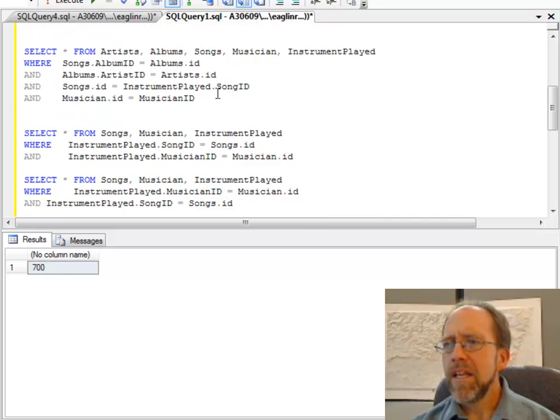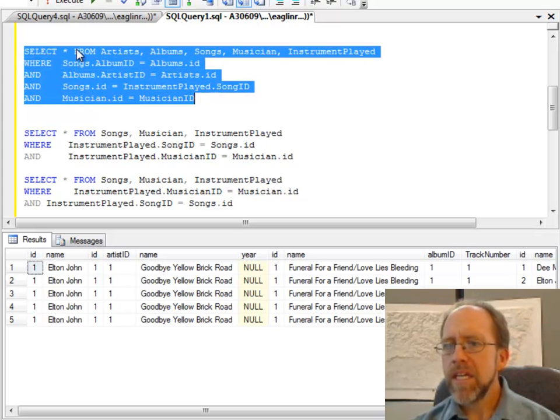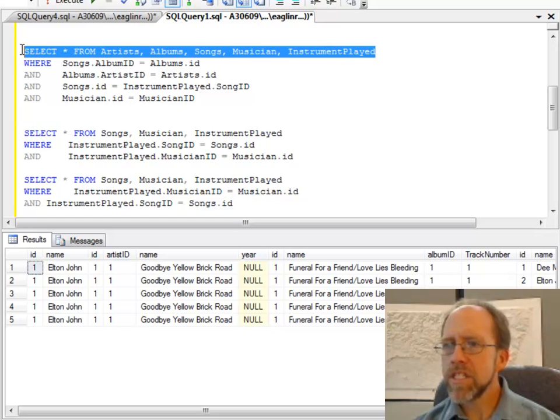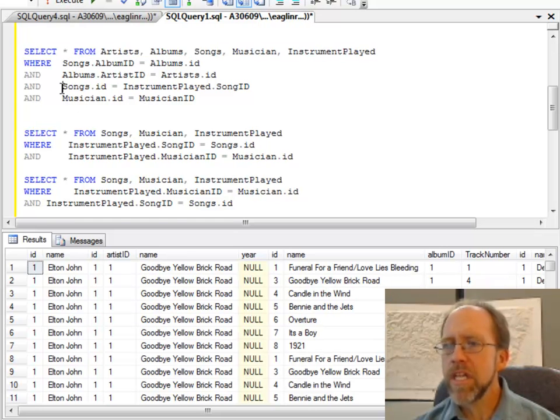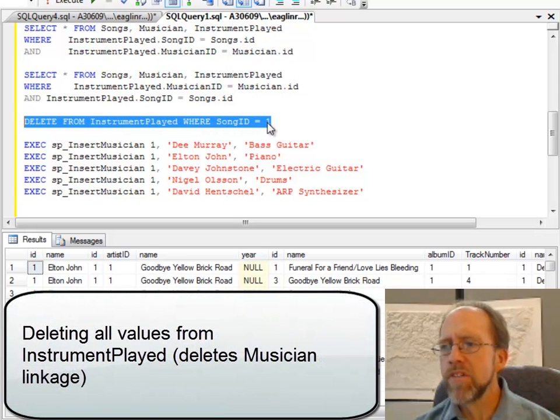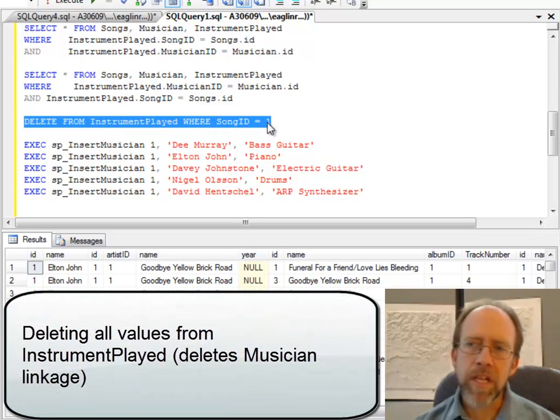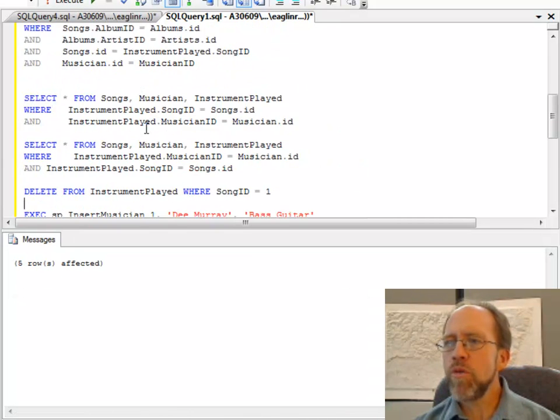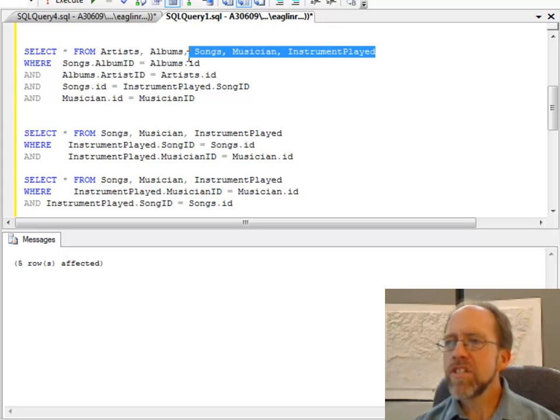If I take this one query here and I look at it, it is going to have a lot of entries. If I go even further and look at just the one here where I'm going to have 700 entries, suppose I actually delete the musicians. I'm going to delete all the musicians on the song Funeral for a Friend, Love Lies Bleeding, because that's the only one I've entered them for. So I'm going to delete all those musicians. Now let's go back up and do that cross product here. Okay, this is all of them.